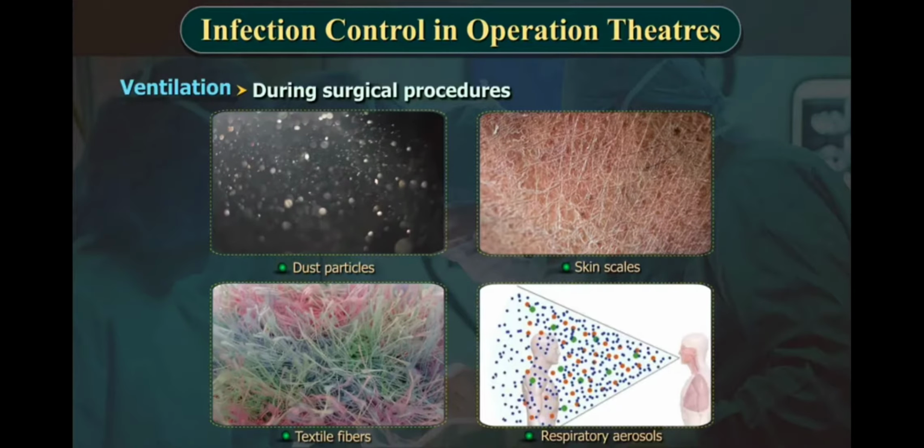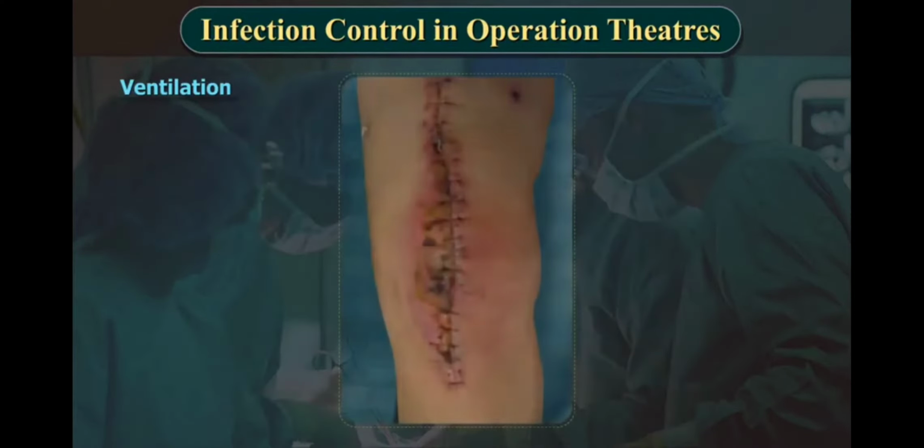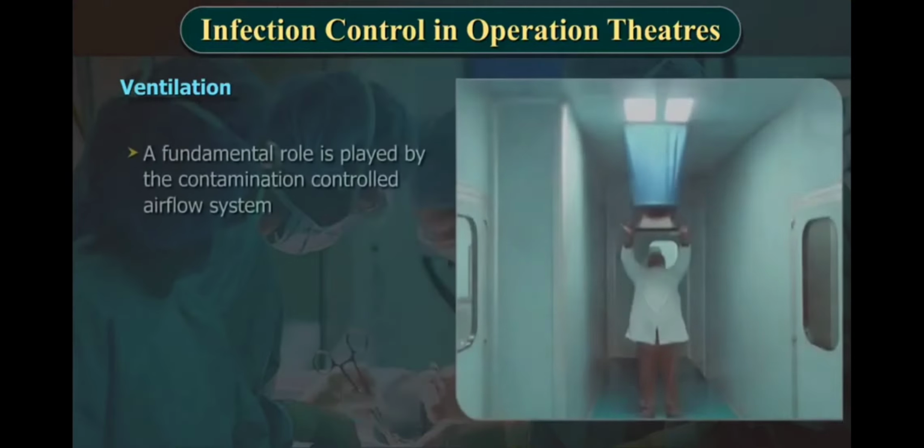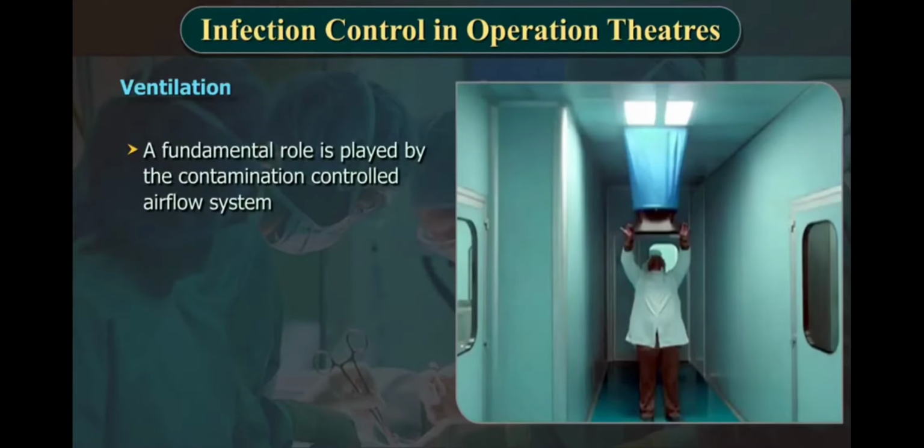Ventilation. During surgical procedures, dust particles, textile fibers, skin scales, and respiratory aerosols loaded with viable microorganisms are released from the surgical team and the surroundings into the air of the operating theatre. Bacteria settling on surgical instruments or entering directly into the surgical site may result in surgical site infection. Therefore, maintaining a high quality of the air in the operating theatre is essential to controlling the risk of surgical infections.